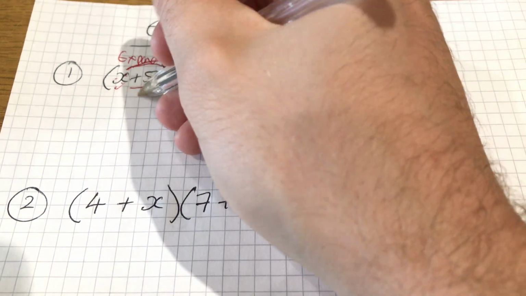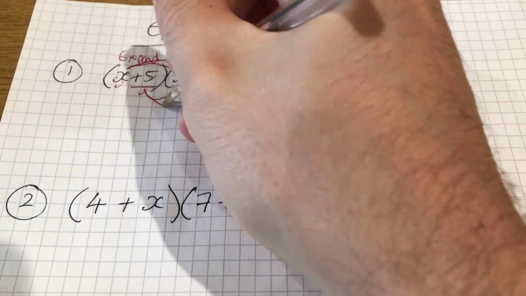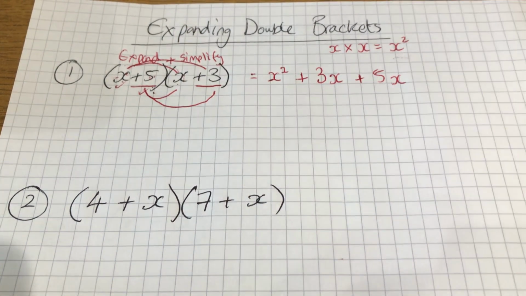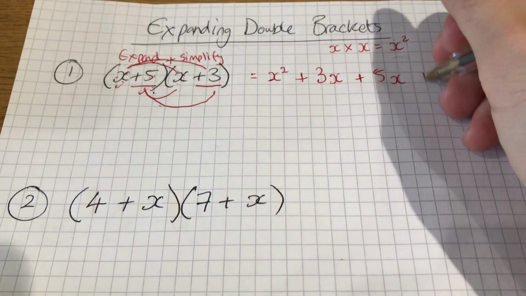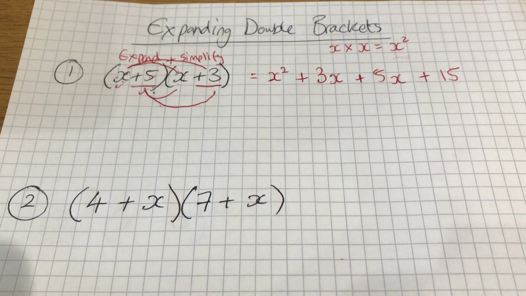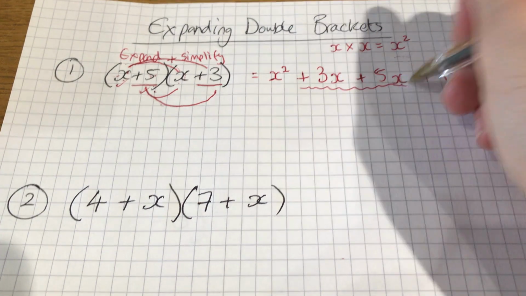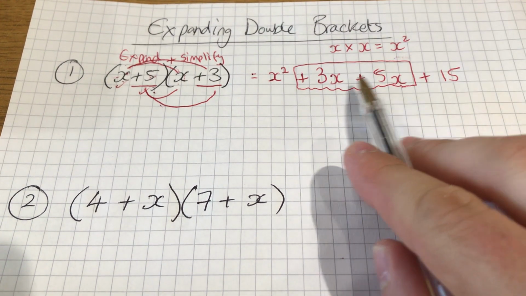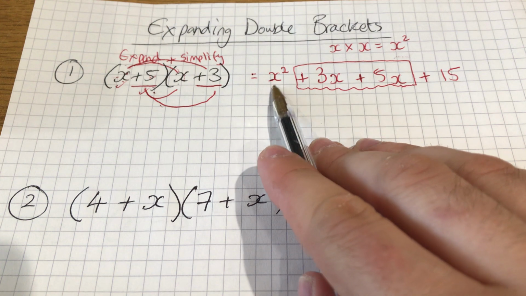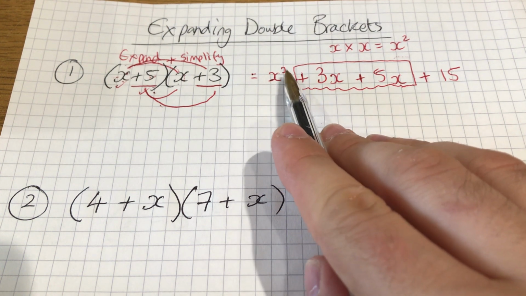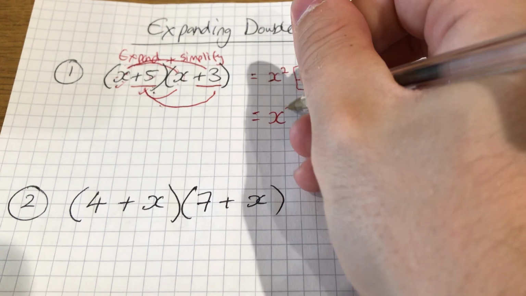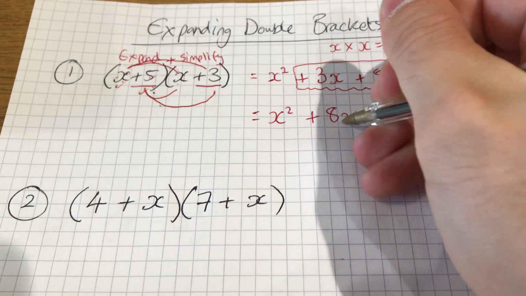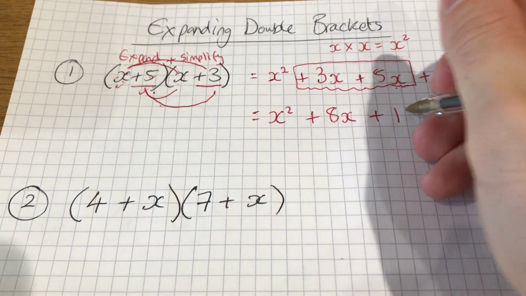Then we're going to do, so we've done the x times both the other things. Now we're going to do the plus 5 times the other two things, that and that. So 5 times x is 5x, and 5 times 3 is 15. I'm then going to put this and this together because you can simplify them because they're both x. Now, you might be thinking, hang on, that's an x. That we don't treat as an x, we treat that as an x squared. So we've got x squared on its own. We've got 3x plus 5x, which is 8x when you put them together, and we've got 15.